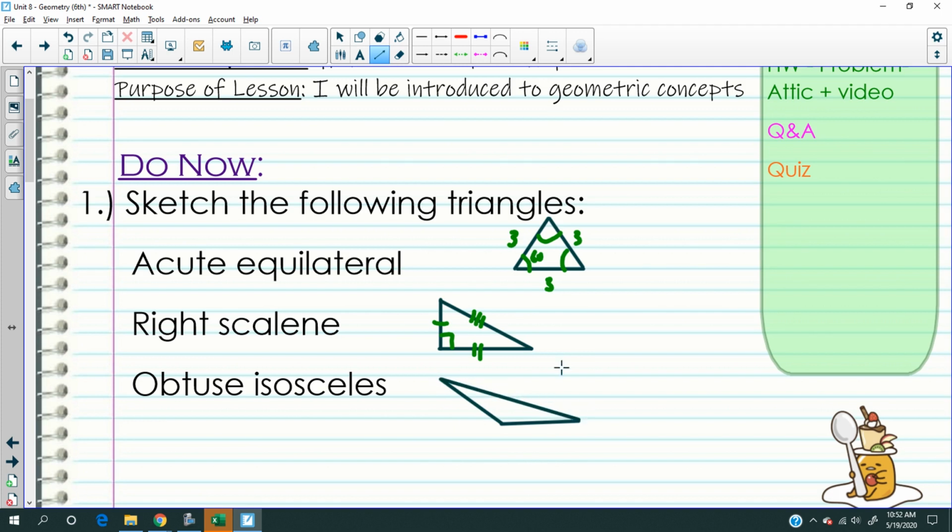Like that. Okay, meaning these two sides are equal. That means this one isn't, and this angle here, it's very wide. It's more than 90 degrees. So if you want to use numbers for that, like 3, 3, 5, and then like, I don't know, 120 degrees, something like that. That's up to you. Okay, so let's see.